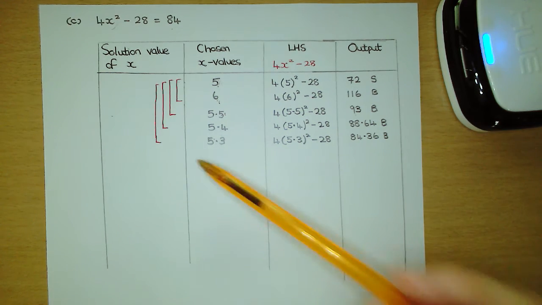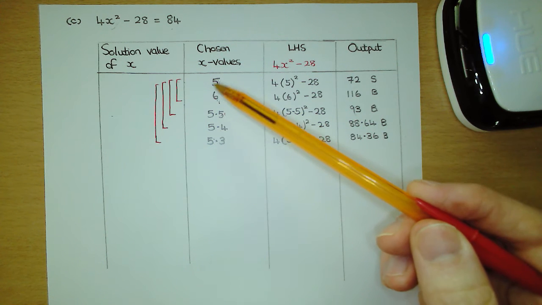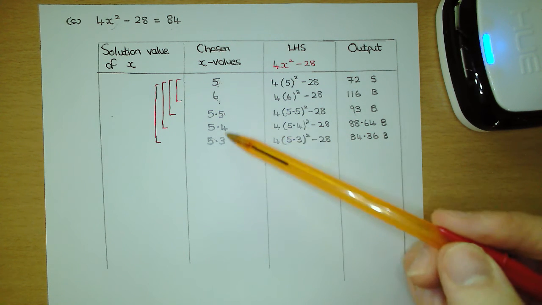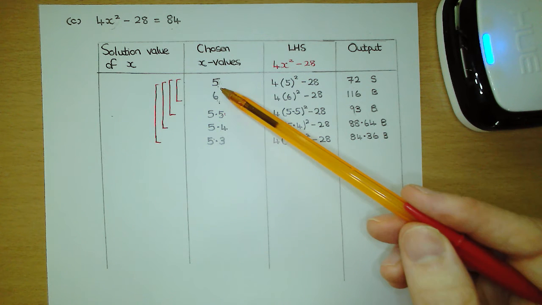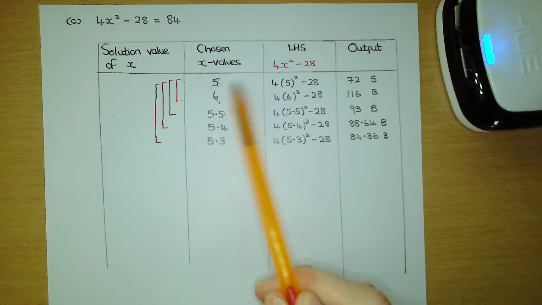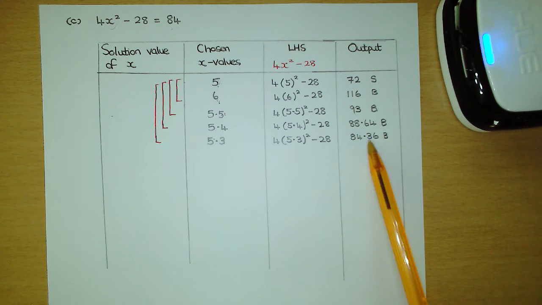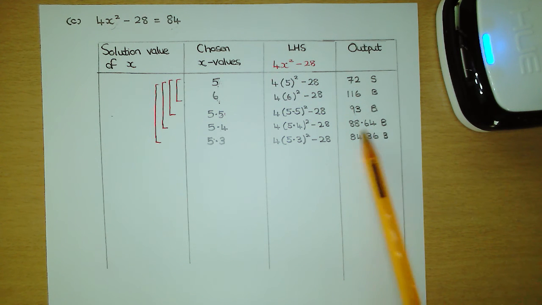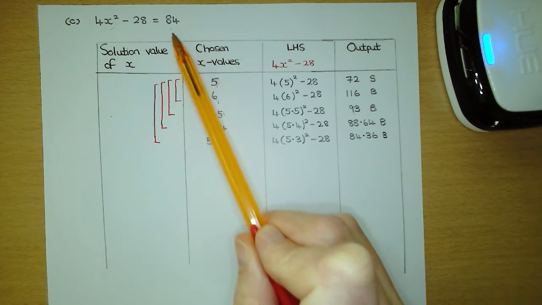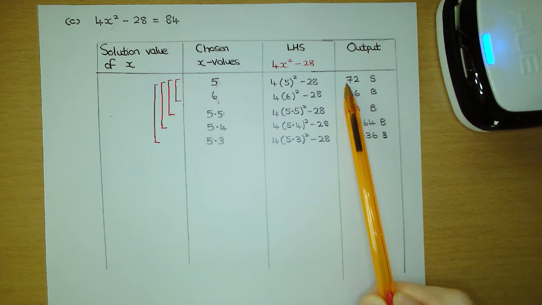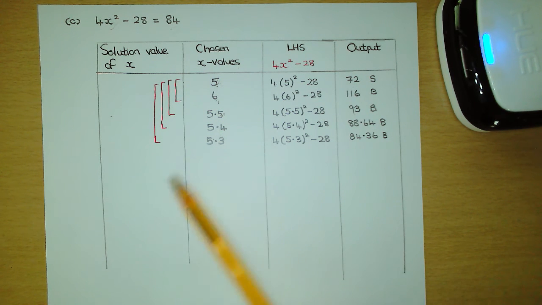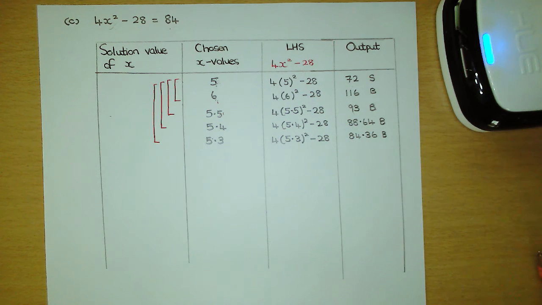Now again, the next x value we choose depends on what the x values are at each end of the gap. So the x values at each end of the gap do not have the same number of digits, so we can't go halfway. So again, we look at the output values for those x values, and you'll see that the output value of 84.36 is closer to the target number of 84 than 72 is. So the next x value we pick has to be between 5.3 and 5, but has to be closer to 5.3. So we're going to pick 5.2.